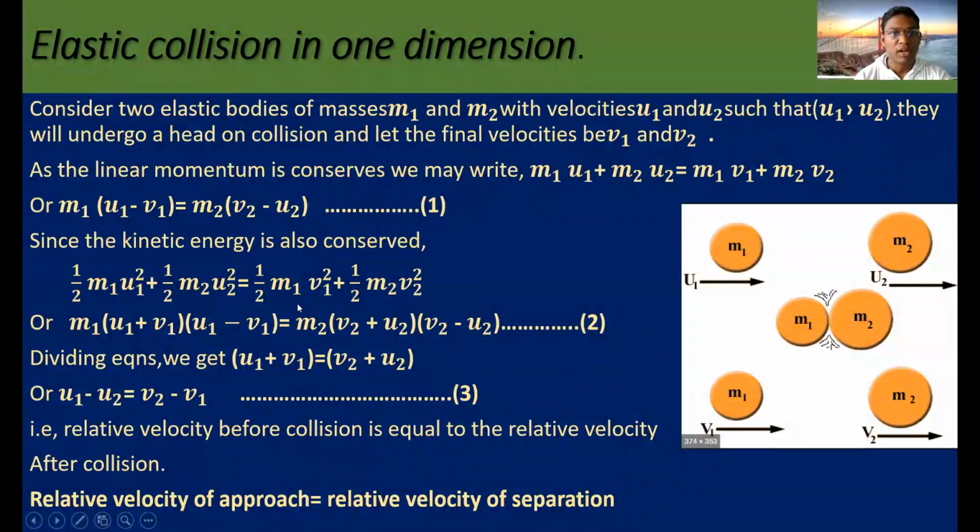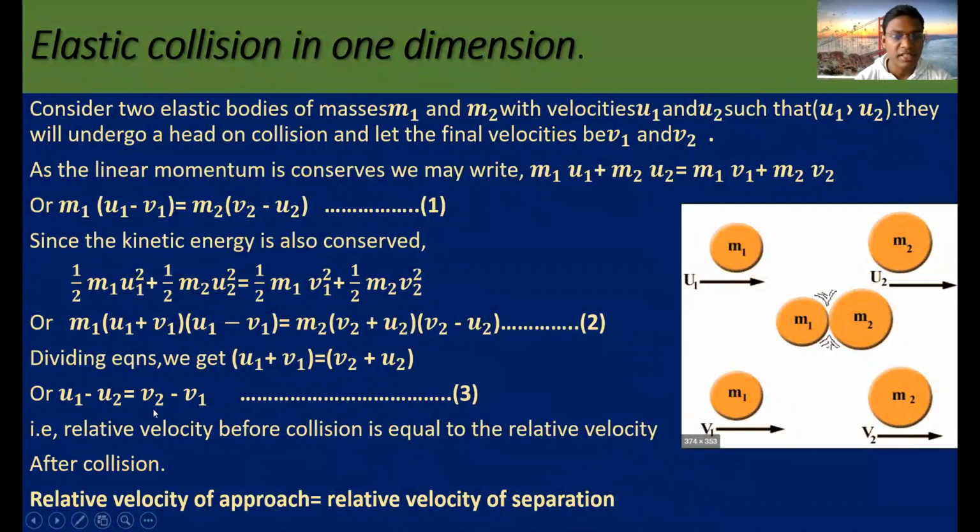So from equation 1 and 2, if I divide these two, what will I get? I will get u1 plus v1 is equal to v2 plus u2. See this, these things will be cancelling with each other, and we are left with u1 plus v1 and v2 plus u2, all right, or u1 minus u2 is equal to v2 minus v1. So this is what we mathematically got.